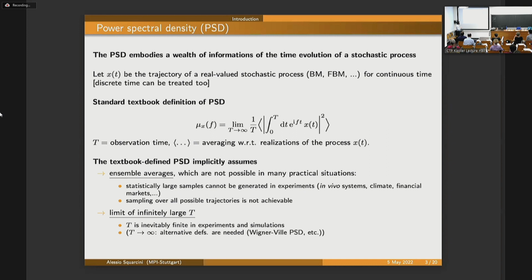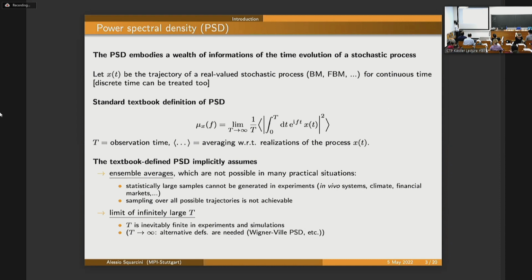So it embodies a wealth of properties of the stochastic process under consideration. This is in any textbook, let's take a continuous process. It is defined like that. You take your trajectory x, you take the finite Fourier transform, take the modulus square, and take the observation time t going to infinity. And as you see, this definition implicitly assumes two things.